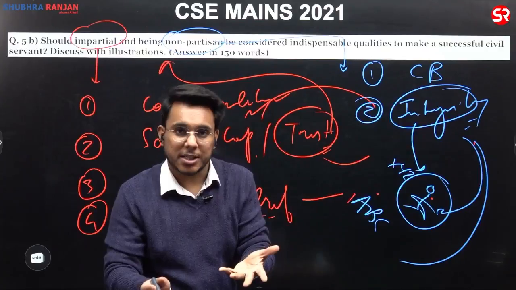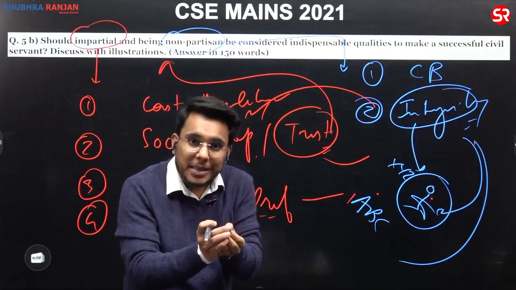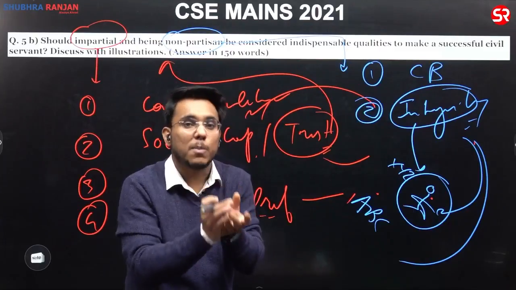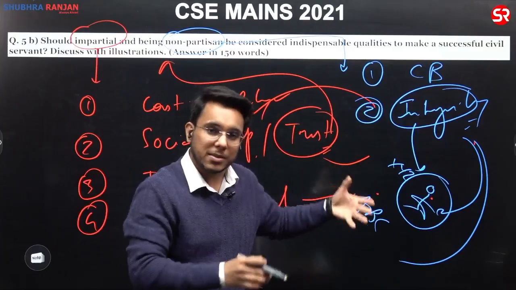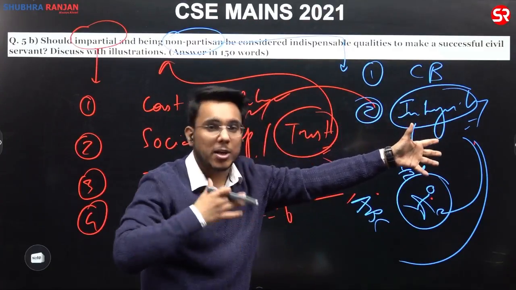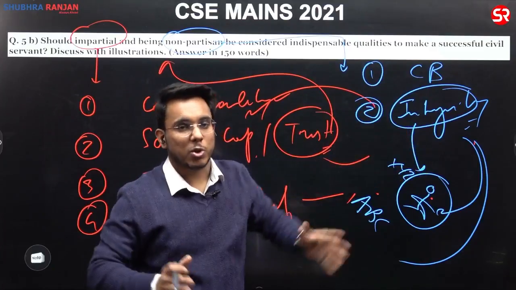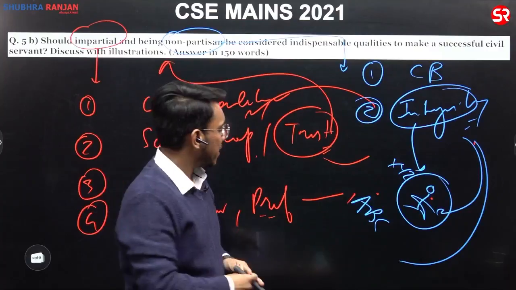And if you don't change, then you might not be able to give complete devotion. You will not be able to give complete dedication to your job, because if the government has changed but you are still attached to the old government, you cannot give complete justice, complete devotion to your job. Is it clear? So therefore, non-partisanship is very much important.